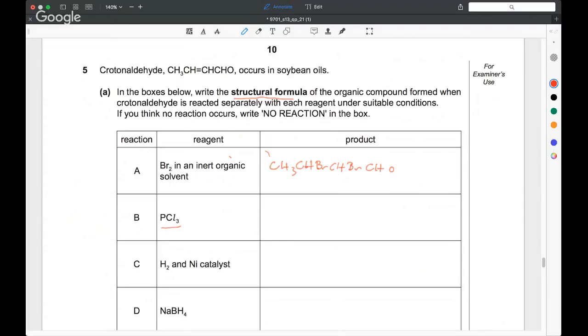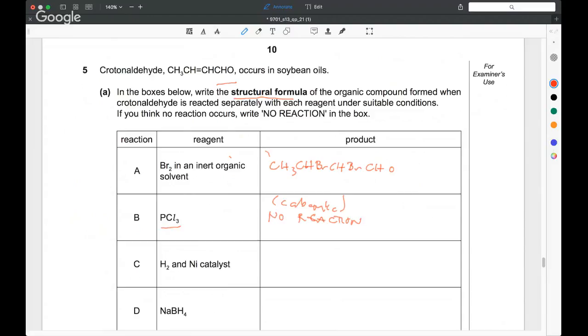Now, phosphorus trichloride, that's typically used when you're making an acyl chloride from a carboxylic acid. And up here, we don't have a carboxylic acid at all. We've got an aldehyde. So this reagent is a kind of distractor. There's no reaction going to happen there because phosphorus trichloride is typically used with carboxylic acids to make the acyl chloride.